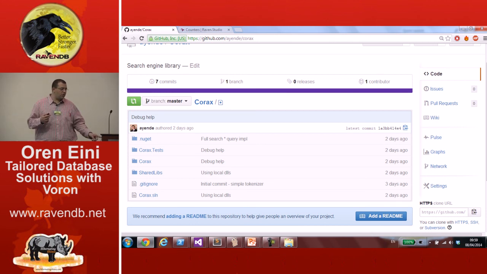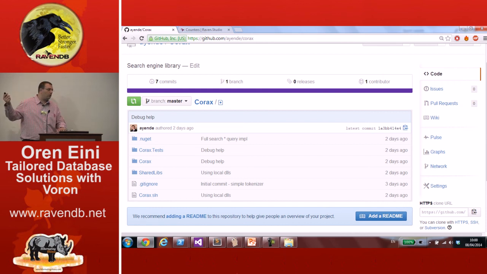One thing that I should mention, currently Voron can work on 32 bits, but it's limited to databases of about 500 megabytes. The reason for that is that virtual memory is heavily constrained on 32 bits. So the general recommendation is to always run on 64 bits. Again, if you're running on a phone and you have to run on 32 bits, you're not going to have a database that is over 500 megabytes. That's not a big deal.